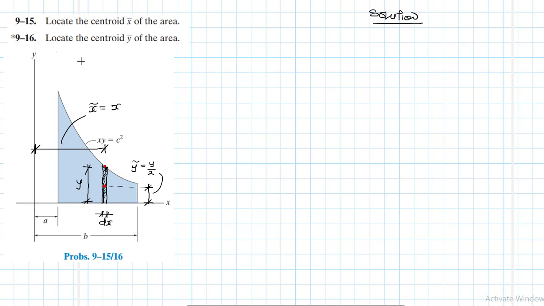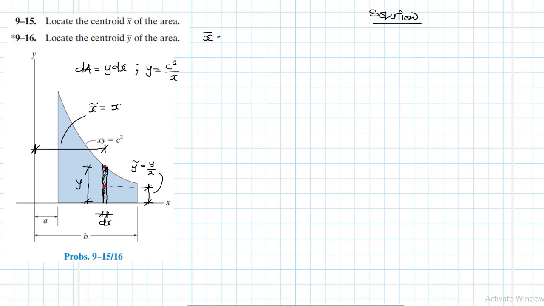So I think what else? Let's define our dA. Our dA is going to be equal to the vertical height y, and then the thickness or horizontal length dx. All right. And then we know that this function, we can write it in terms of y as y equals c squared divided by x. Is that fine? Yes, it is. Great.